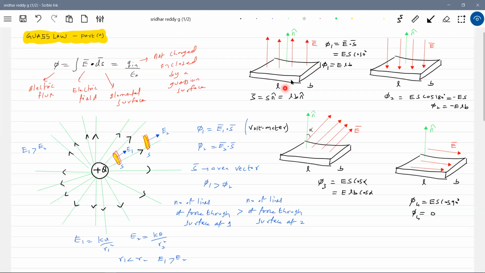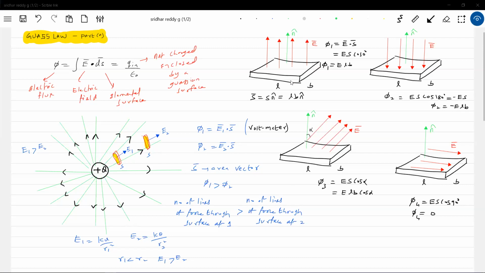Why can't n cap be downward? If you define n cap downward, you have to make it downward for all four situations. For an open surface, you can assume n cap upward or downward. Here, let me assume n cap upward. Okay, agree with this.